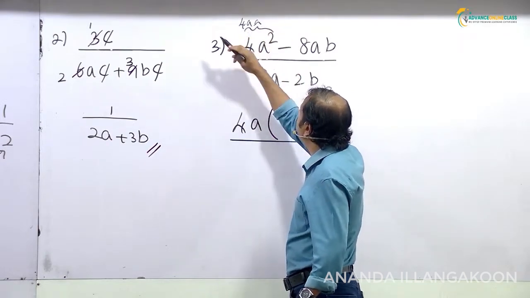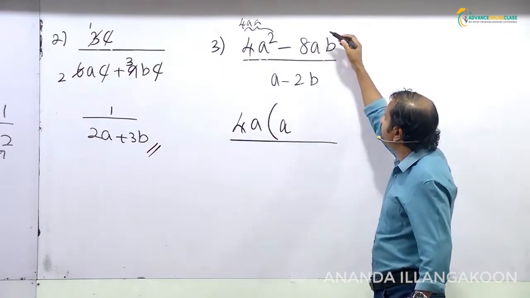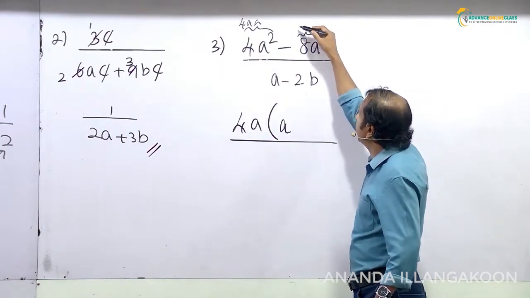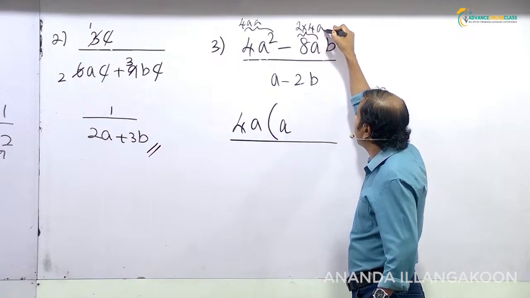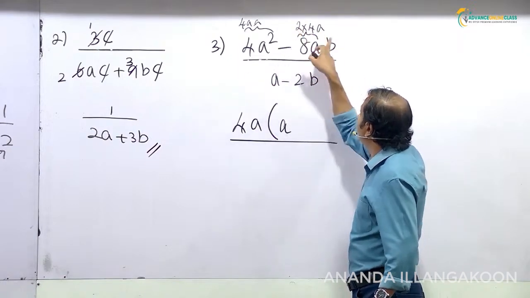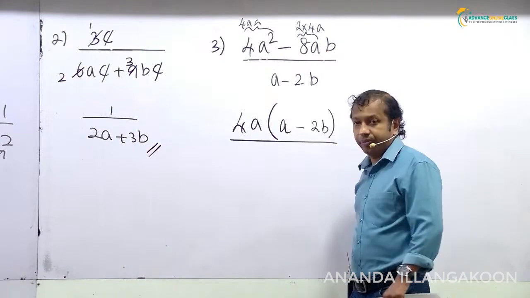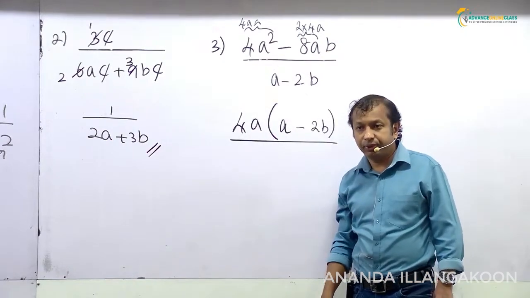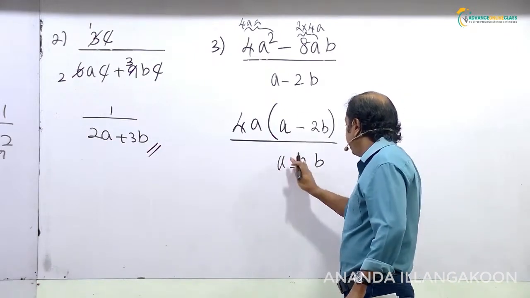Once you take this 4A out, now the A is inside. A is there. Here how to write 8A? It is 2 into 4 into A, no? Once you take 4A from here out, another 2 and B is there. Here? This way we have. Clear? Yes. Now in the denominator we have A minus 2B. A minus 2B, right?